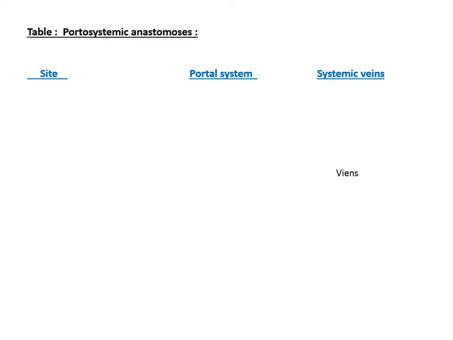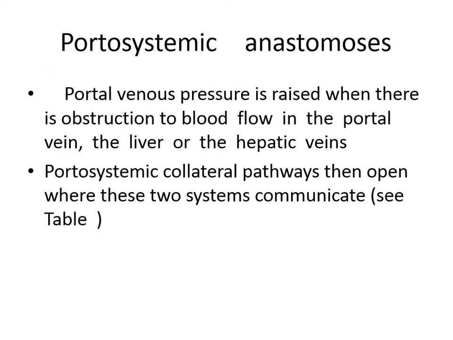So it will form collaterals, which will shift the blood, bypassing the liver, into the venous system directly. Many collaterals, and this is a big problem. The collaterals will solve the immediate problem here. The liver is hard, but they will create other problems, in that the blood is shifting from the liver, going directly to the systemic circulation.